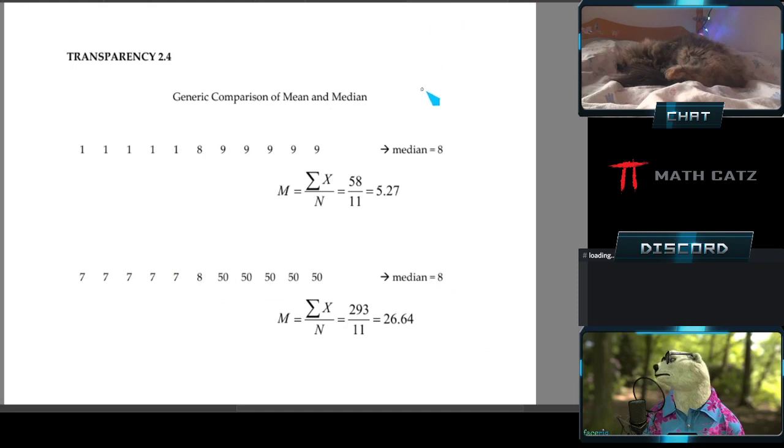Let's go to this one, just another example of the same thing. Let's suppose I have some scores here coming from whatever. I have a bunch of 1s and 8 and a bunch of 9s. The mean, average, 5.27. The median is the middle one. It's already arranged for me. It's the 8.